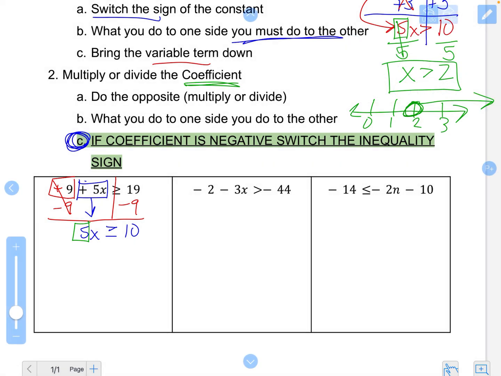My coefficient is the number in front of the variable. I need to do the opposite of multiplication, which is division. My 5's cancel. I bring my variable term down. X is greater than or equal to 2.